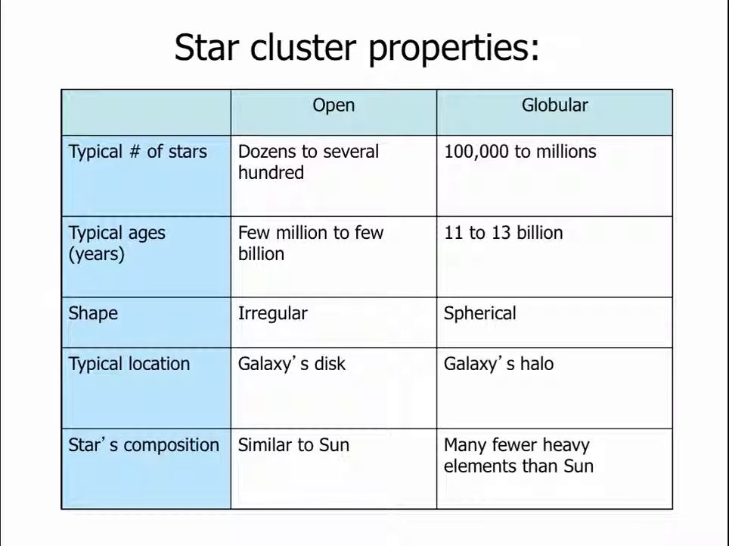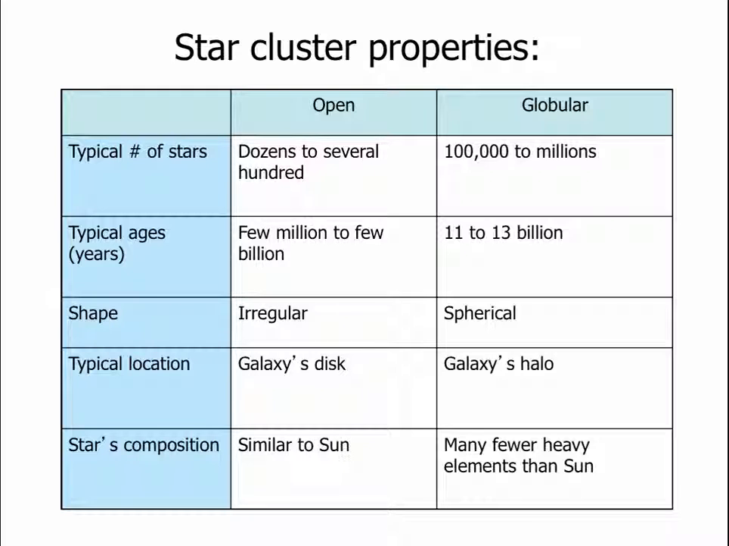And if we measure what the composition of these stars are in open clusters, most open clusters have a composition very similar to that of the Sun. 75% hydrogen, 23% helium, and 2% everything else.